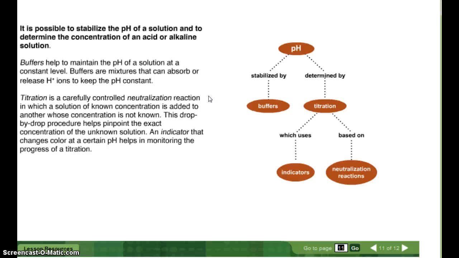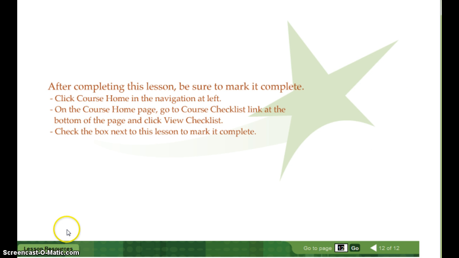An indicator that changes color at a certain pH helps in the monitoring of the progress of a titration. pH is stabilized or kept constant by buffers. pH is determined by titration when it is unknown, which uses indicators and is based on neutralization reactions. And that's it for this section.